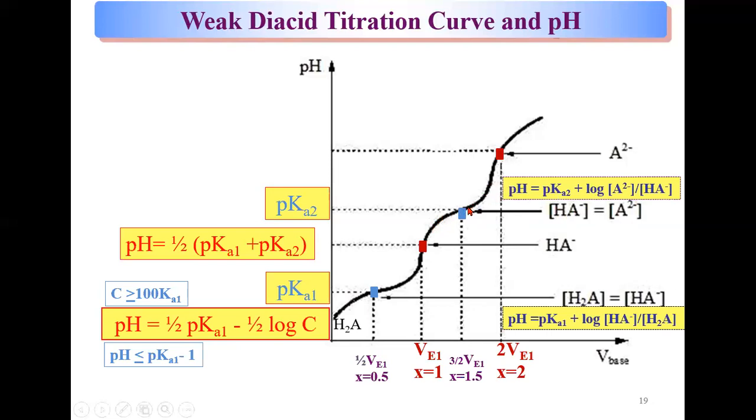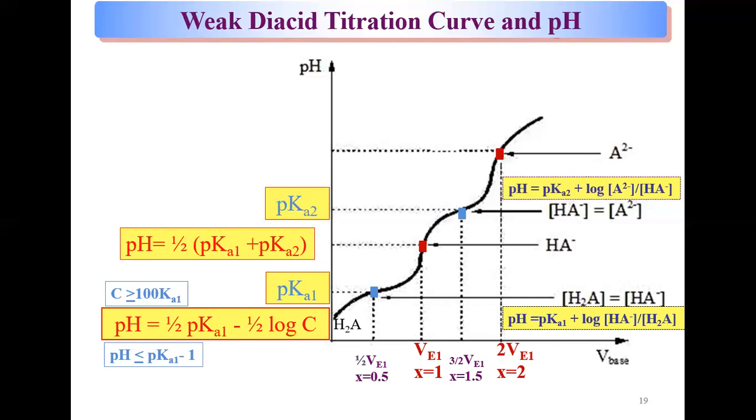Okay. Of course, within the buffer region, whether first or second, as at first half equivalence or second half equivalence, when A2 minus, for example, equals HA minus, that's when pH equals pKa2 in this area. We're done with this whole buffer region, and now all of the HA minus is going to be converted to A2 minus when we add the same amount of OH minus as the moles of HA minus, and we're left in a solution which has only A2 minus at the second equivalence point.